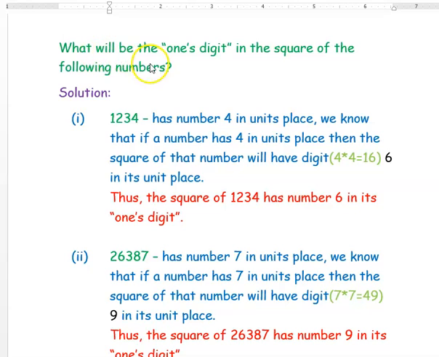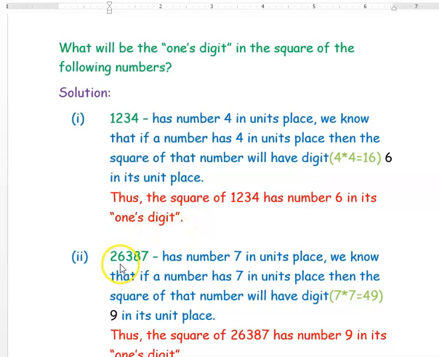Next question is, what will be the ones digit in the square of the following numbers? The first number given is 1234. This number has 4 in its units place. We know that if a number has 4 in its units place, then the square of that number will have 4 into 4, 16, that is 6 in its units place. So the square of 1234 has the number 6 in its ones digit.